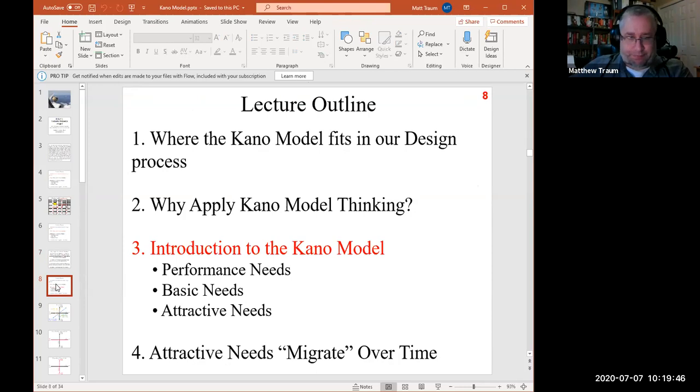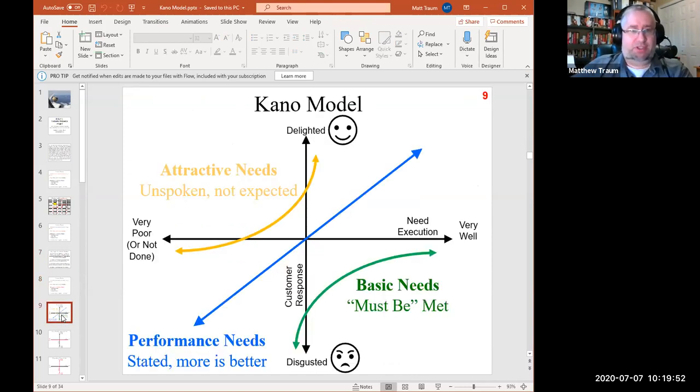Okay, so I've been sort of talking about the why here. Let's talk about what the model actually is. So here's a visual representation of the Kano model, and it kind of looks cartoonish and goofy here, but I'm going to break it down into its individual components, and you guys will see it's actually very serious and not nearly as complicated as it looks.